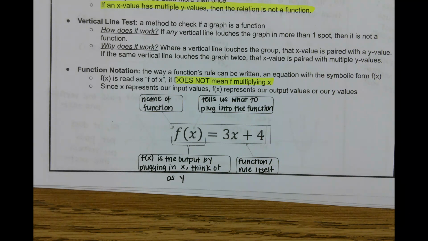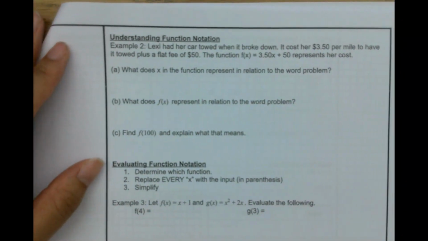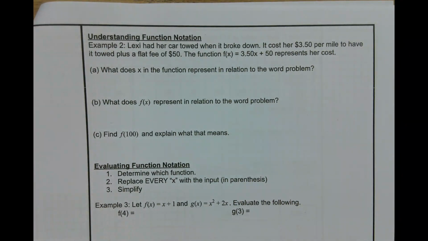Now we're going to skip a couple of pages past what we did last time to where it says understanding function notation. We're going to start off with a real life example, just so you understand function notation and these rules actually represent real things in real life. So example 2: Lexi had her car towed when it broke down. It cost her $3.50 per mile to have it towed, plus a flat fee of $50. The function f of x equals 3.50x plus 50 represents her cost.